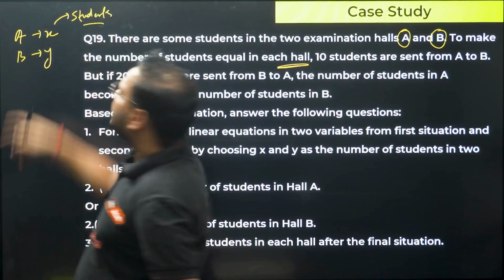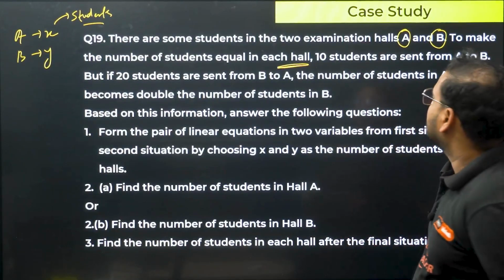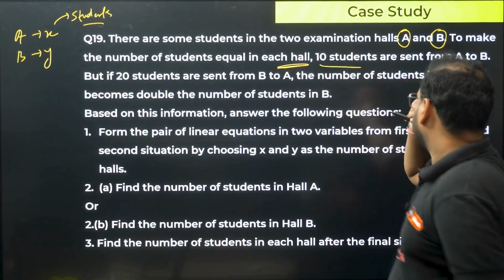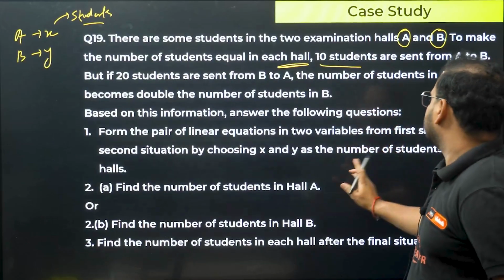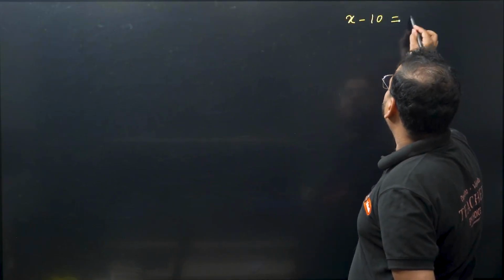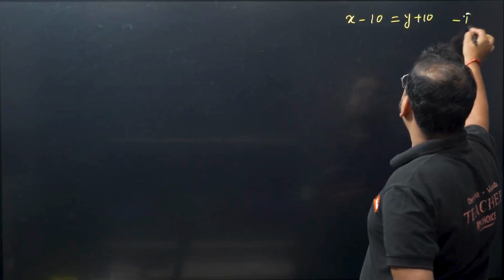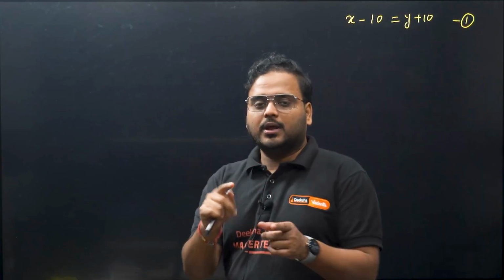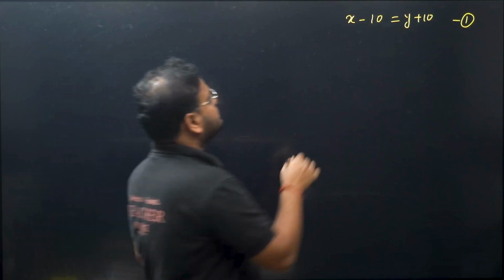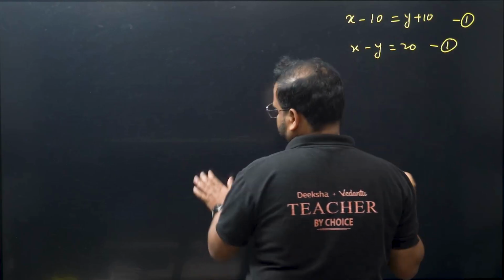So hall A has X students and hall B has Y students. To make the number of students equal in each hall, 10 is transferred from A. So basically what happened is, A lost 10 and B, which is having Y, gained 10. Now they're equal, right? To make them equal, A has lost 10 and B has gained 10. Basically, check here, I'm getting X minus Y is 20 as my first equation.